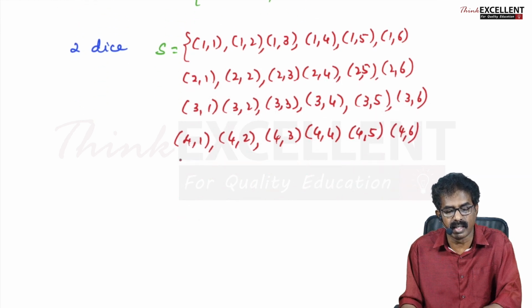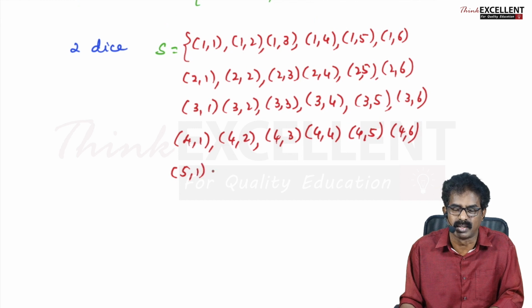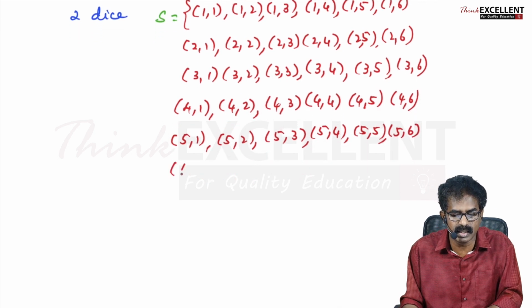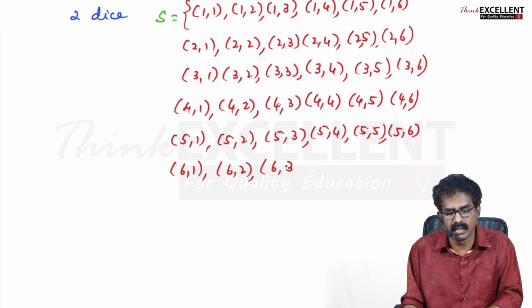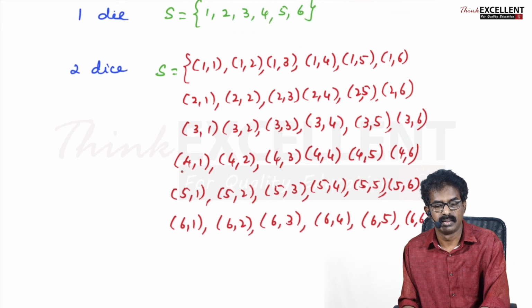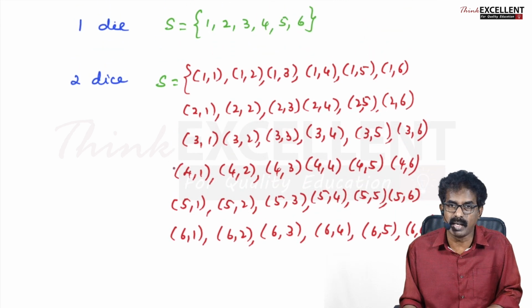Then with 5, right? So it is (5,1), some writing work, right? (5,2), (5,3), (5,4), (5,5), (5,6). Don't write 5 7, right? We have only up to 6. Then (6,1), (6,2), (6,3), (6,4), (6,5), (6,6). That's all, right? No 7, right? So there are 36 points you get.